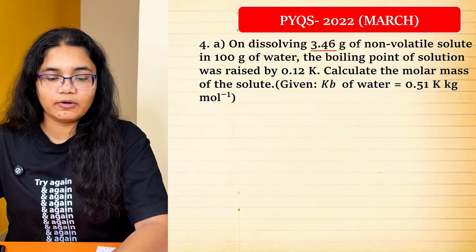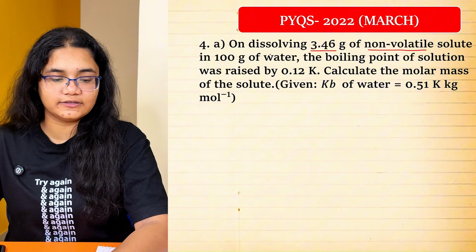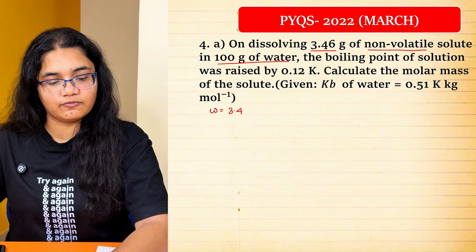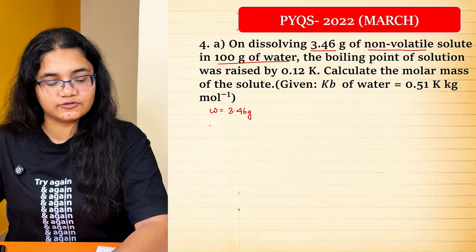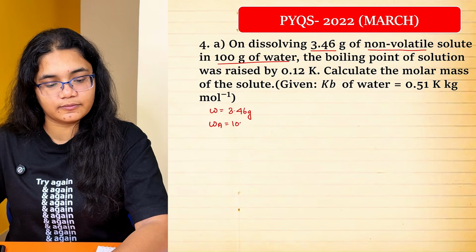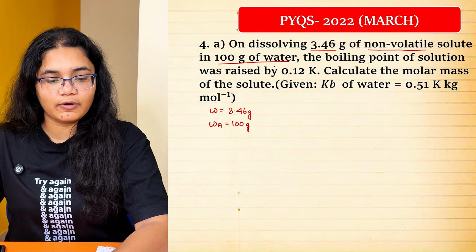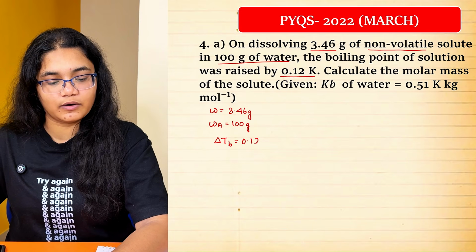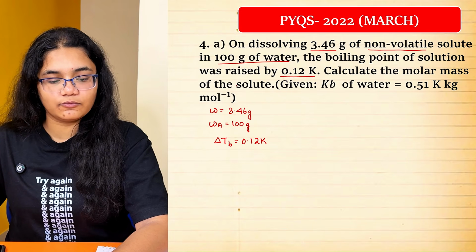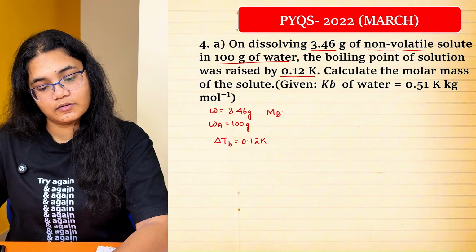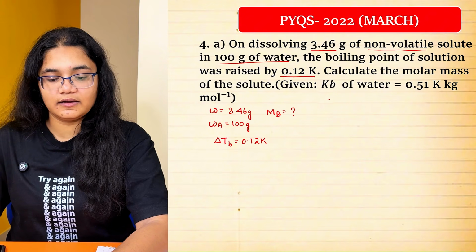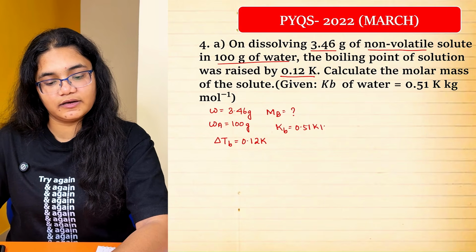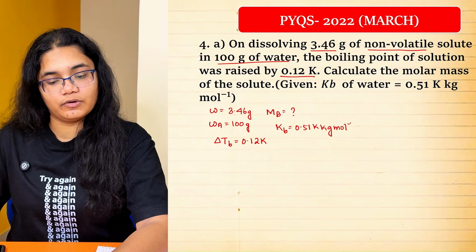On dissolving 3.46 gram of a non-volatile solute in 100 gram of water, the boiling point of the solution was raised by delta TB equal to 0.12 Kelvin. Calculate the molar mass of the solute. The given Kb value is 0.51 Kelvin kilogram mole inverse.